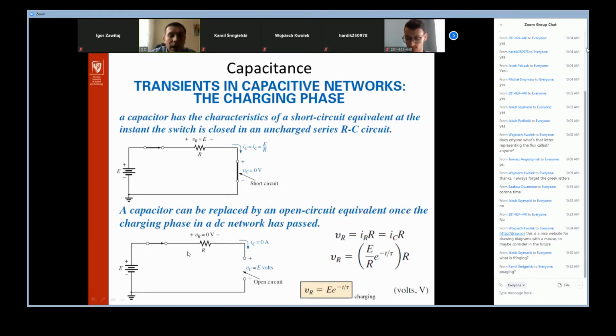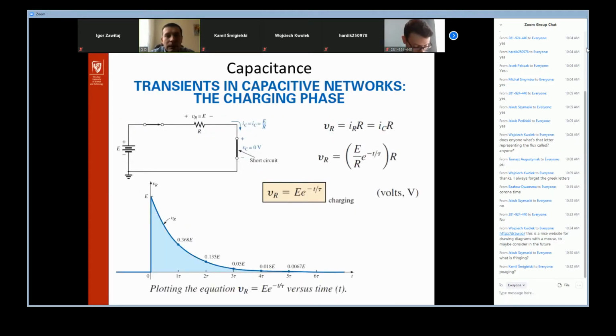Okay, how it looks like: the voltage drop on these resistances R is given by this formula. It is the E multiplied by e to the minus t over tau. That's the change of VR. What else? This is just the expression for the voltage drop on the resistances during the charging phase.